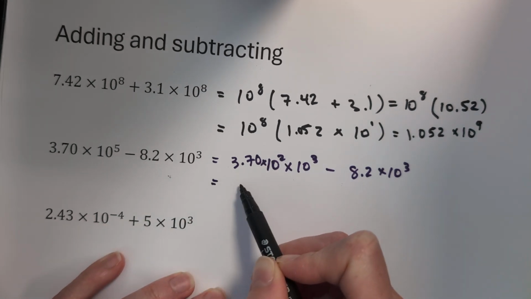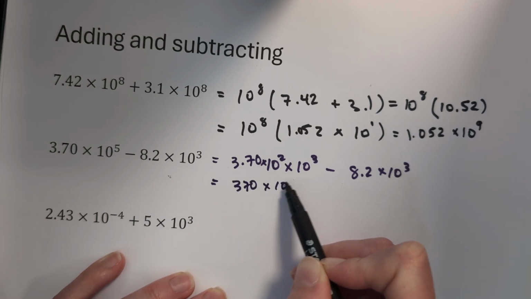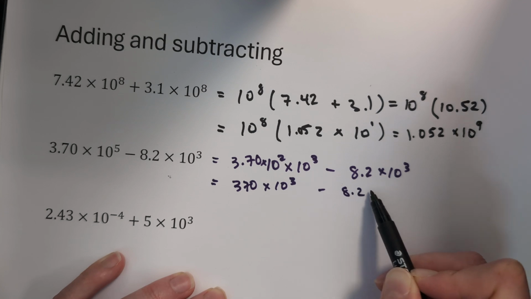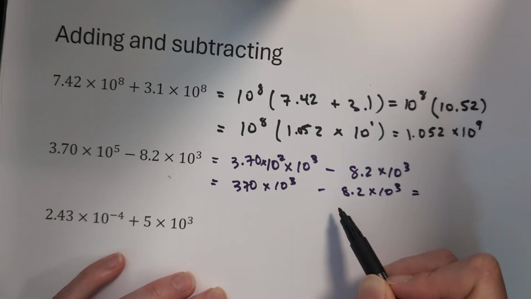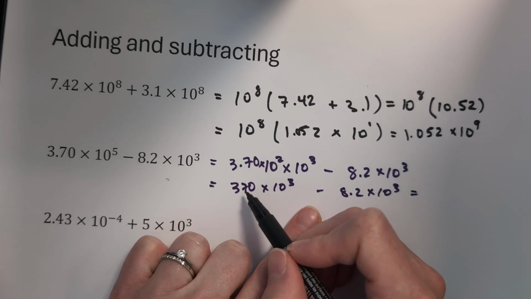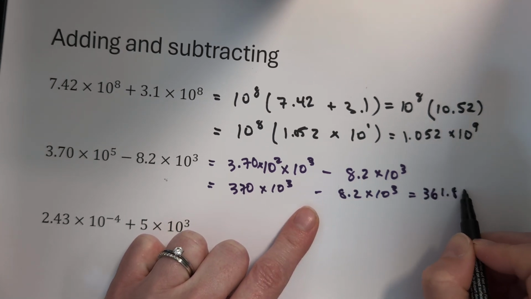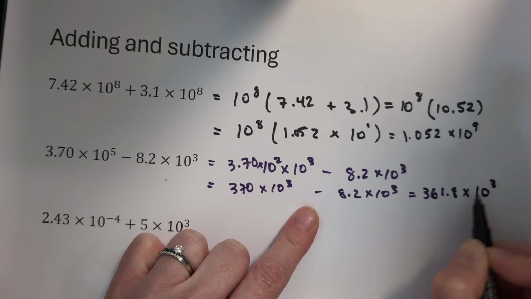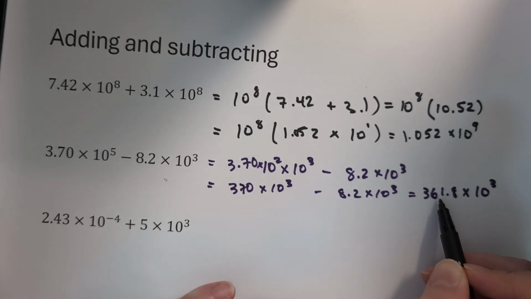And I'm going to have to say, well, this now is times 10 to the 2, 370 times 10 to the 3rd, minus 8.2 times 10 to the 3rd. I'm using the same logic as up there. This is going to be, take away 8.2, so 361.8 times 10 to the 3rd. This is, though, not in scientific notation again. I do need to move it back.